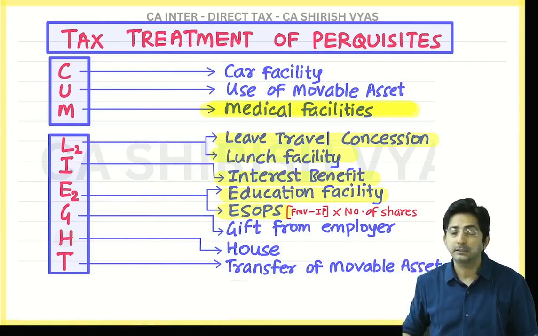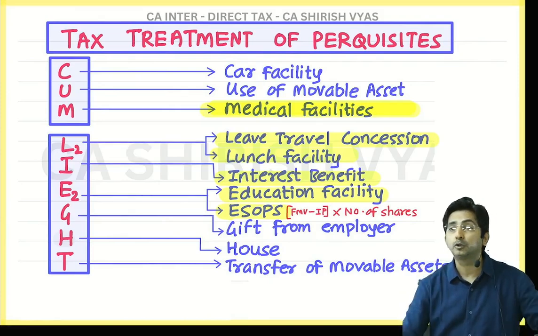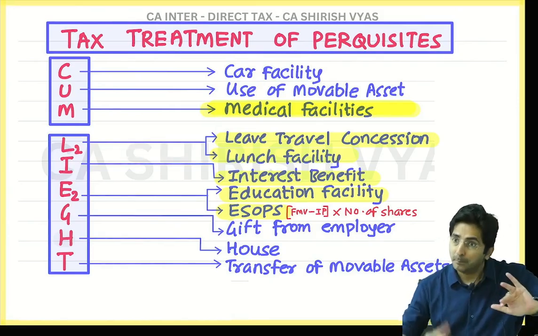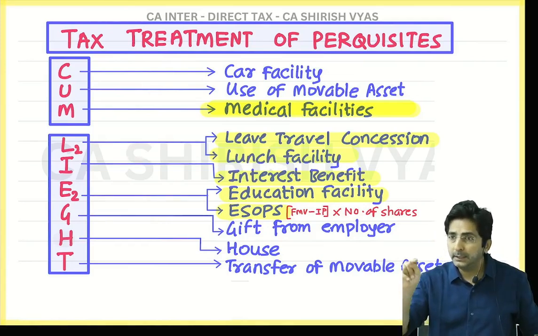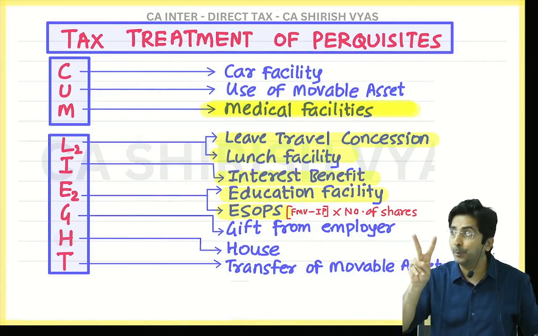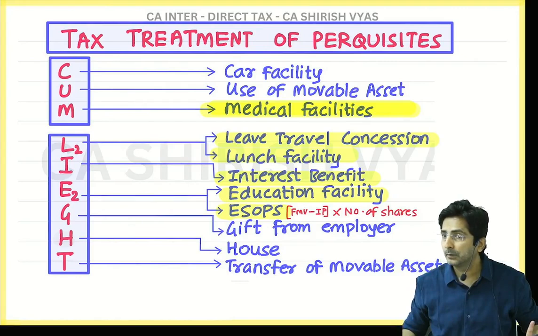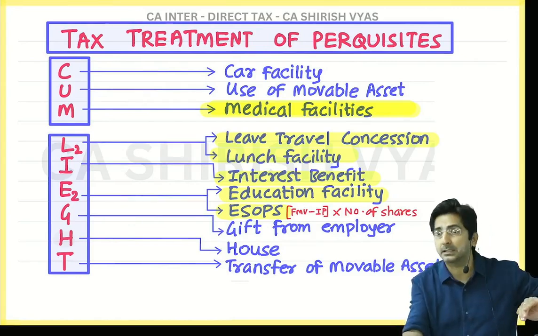Because if the boss says, I will give you an iPhone, and assume the market value is 1 lakh, then this is too much. Taxable. But here, the balance over 5,000 will be taxable. But see, in this matter, there are two opinions. In the study material, they have given an alternative opinion. You know what the alternative is? The full amount should be taxed. The second opinion is that the balance over 5,000 should be taxed.